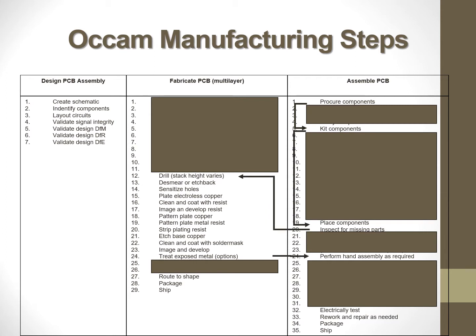So these areas that are blacked out are manufacturing steps that are no longer required. There are still shared steps, but this represents the opportunity, and it is one of the aspects that allows for one to achieve significant cost reductions.